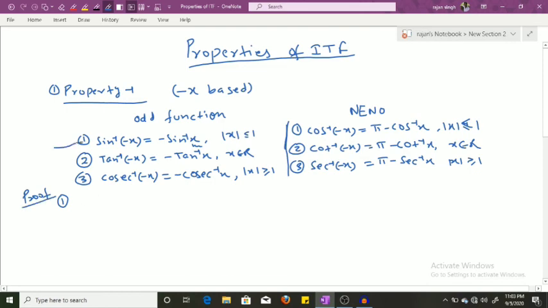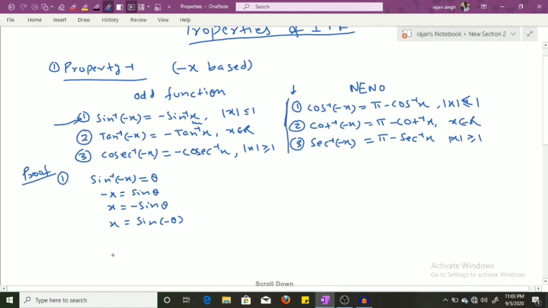One I will do from this side and one from this side. The proof is very easy. Take this one as theta. If this is theta, then x is sine theta. Move the minus to this side, so x equals minus sine theta. Basically, minus sine theta is sine of minus theta. I used a little trigonometry, I hope you understand this.